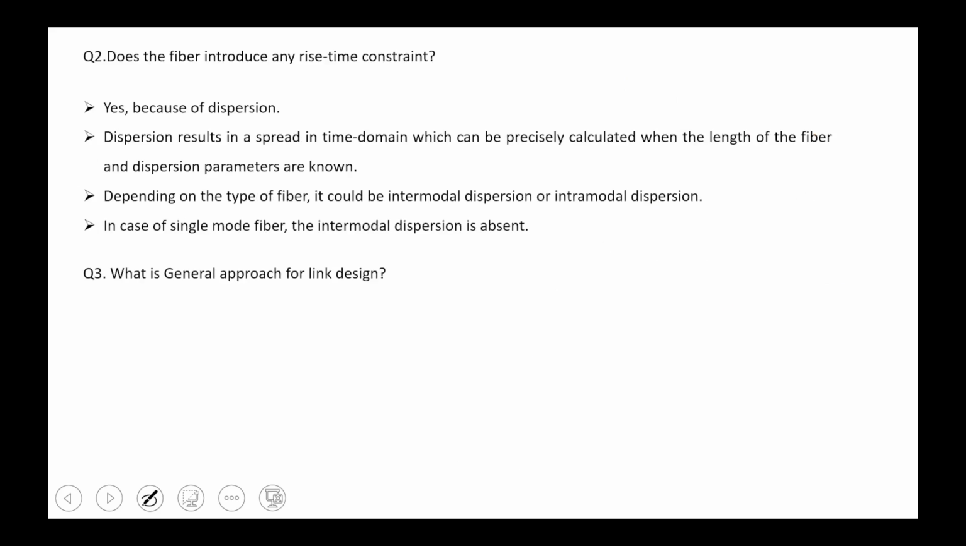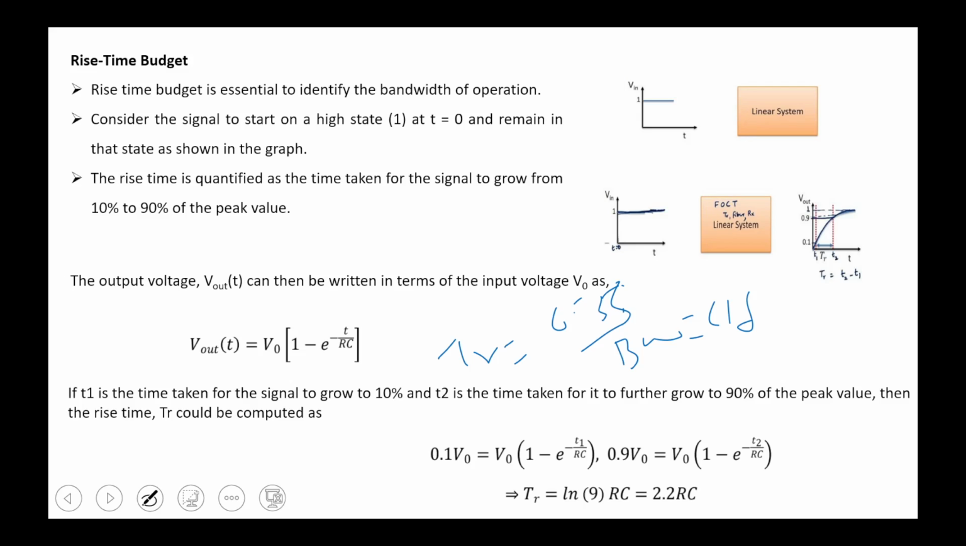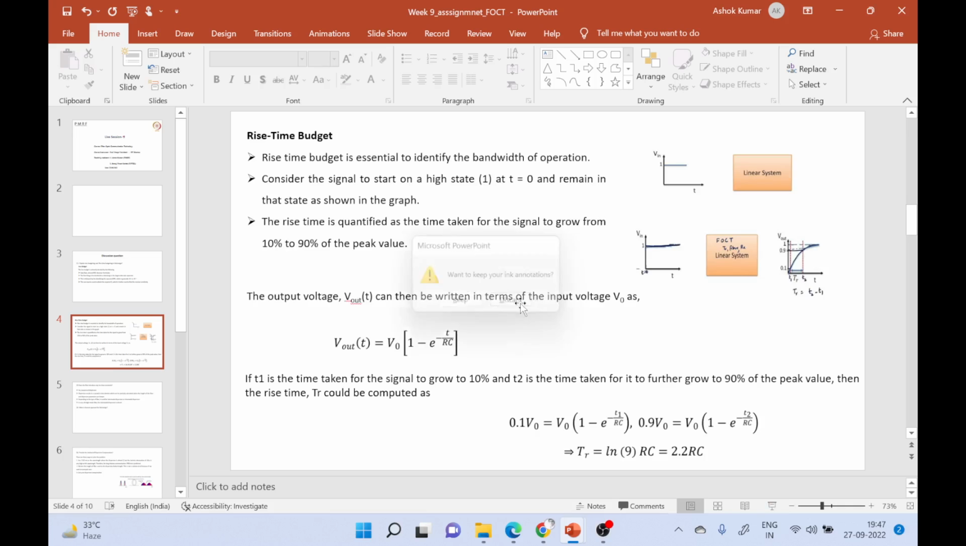Does the fiber introduce any rise time constant? Tell me. Have you calculated the effective allowed rise time from the individual rise times, how much rise time you can allow for the transmitter? Yes, sir. Why would a rise time constant happen in the link design? What is the reason for the rise time constant?